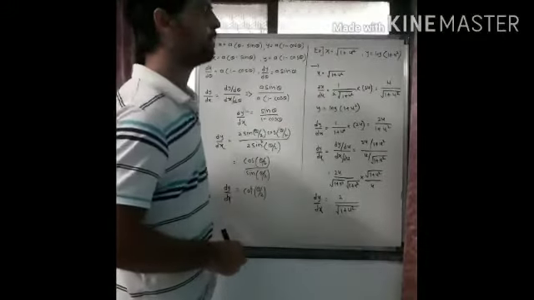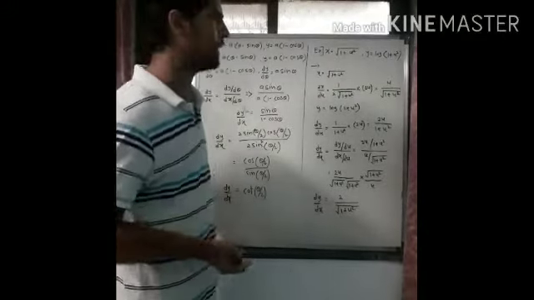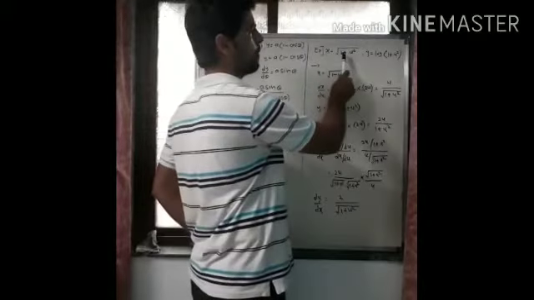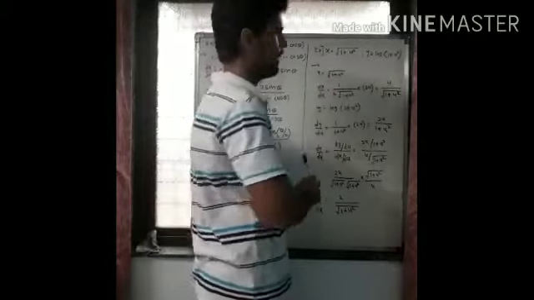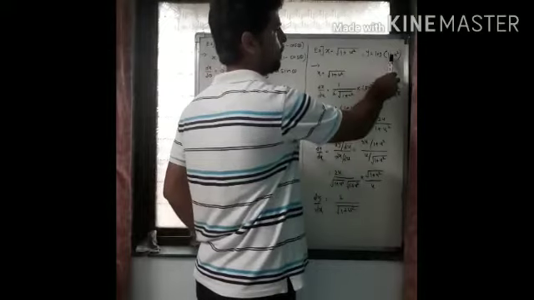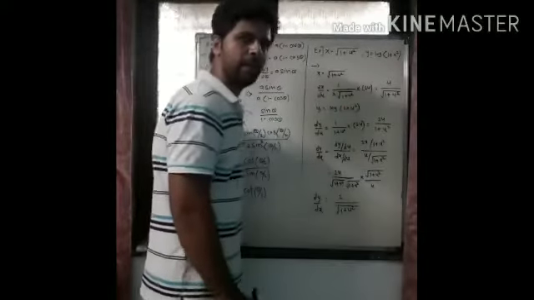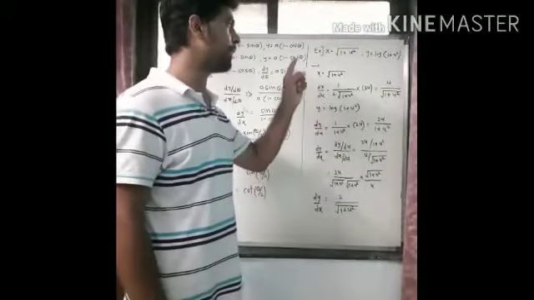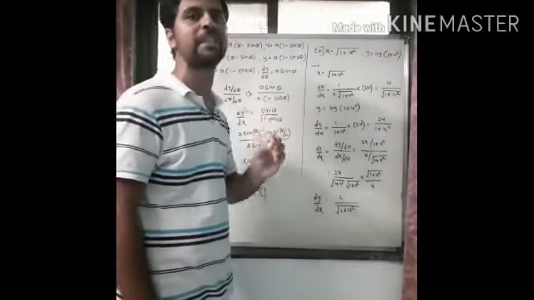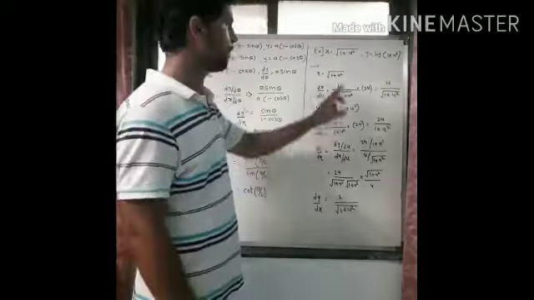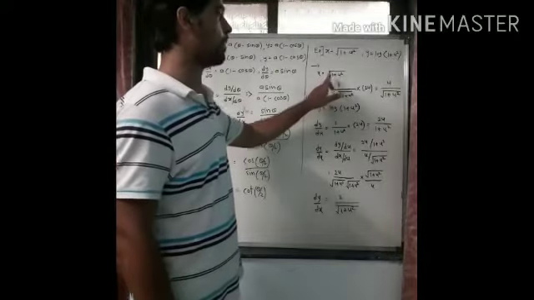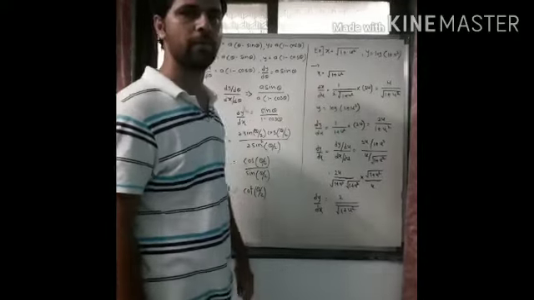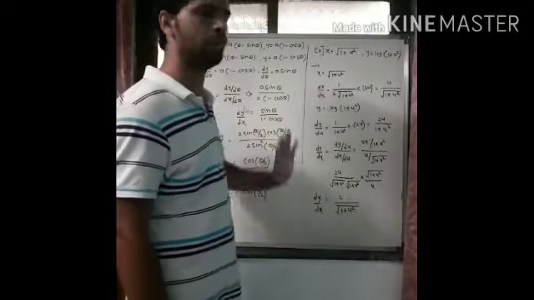Now let's see one more example. Now we change the parameter again. Here x is equal to root of 1 plus u square and y equal to log of 1 plus u square. Now here the parameter is u. So we'll find the derivative of x and y both functions with respect to u. Now take the first function x equal to under root 1 plus u square. So differentiate x with respect to u.